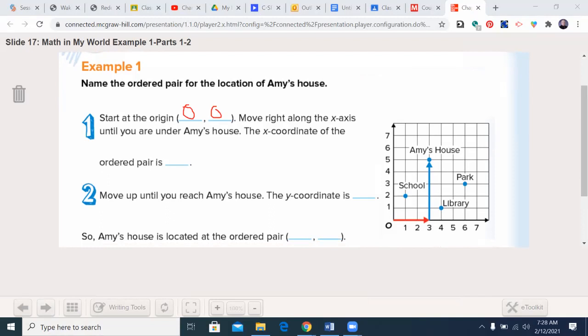We move right along the x-axis until you are under Amy's house. And Amy's house is right here. It's a 3. So that coordinate is a 3. I'm going to write it here first because x always comes first. Then I move up to Amy's house. It's at a 5. So that point is at 3, 5. Go ahead and write that in.